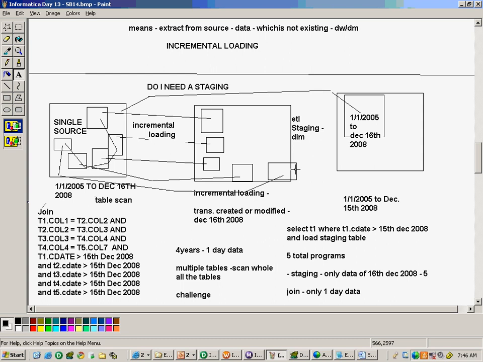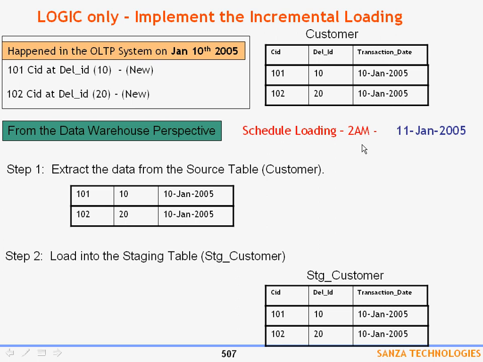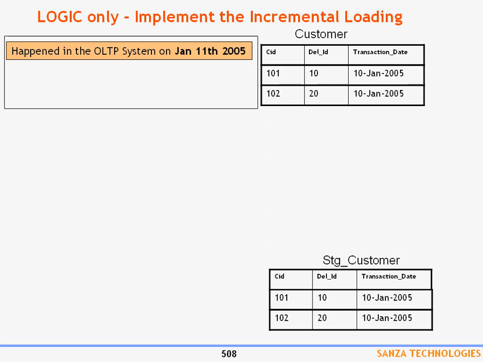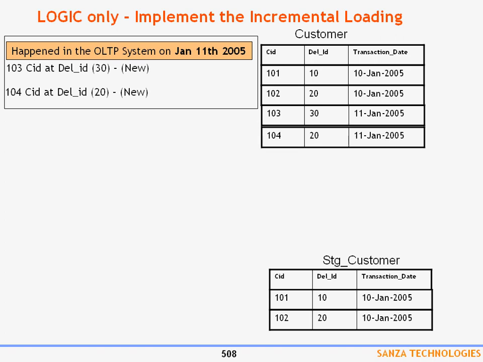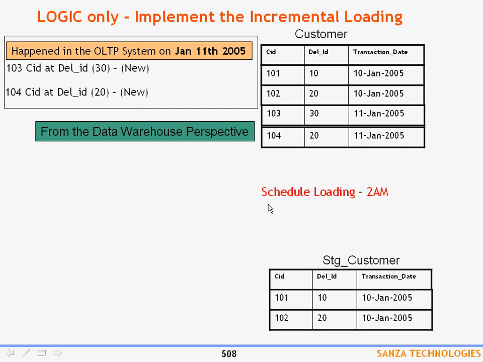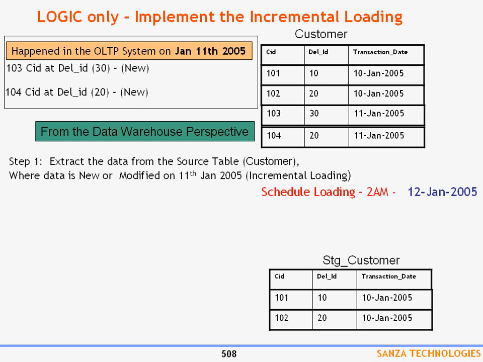Then the second mapping will take from staging and load the data into the dimension table. Next day, in the source system, what happened? 11th January data has been inserted. It may be Java technology or HTML or forms or whatever it is. In the OLTP system, transactions are happening. So, 2 transactions happened in your source system. Then you extract the data of 11th January from your source.